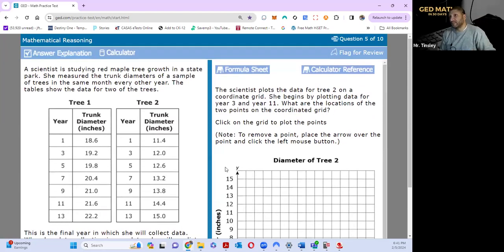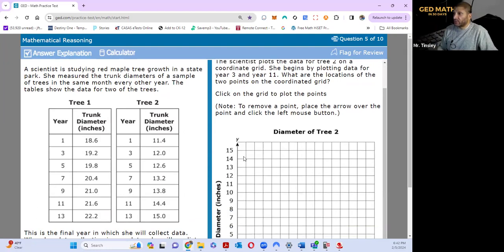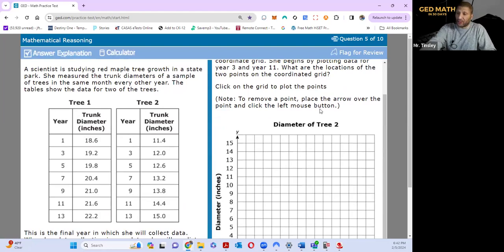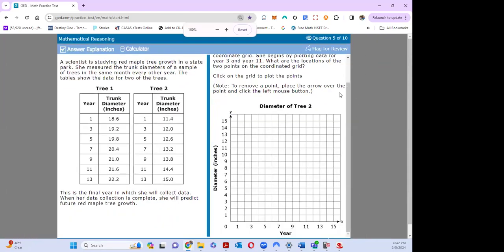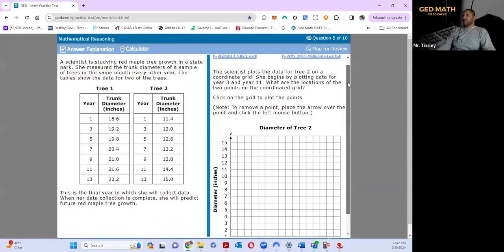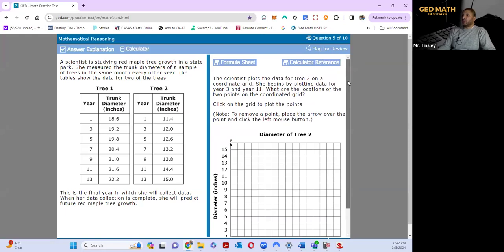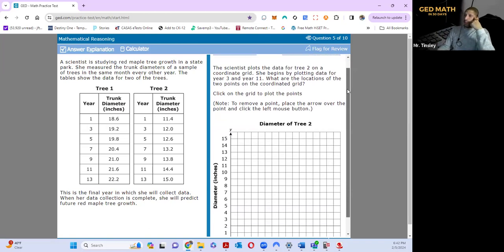Look what it says. A scientist is studying blah, blah, blah. What you should say is, hold on, Mr. Tinsley told me to read the question first. So the scientist plots the data for tree 2 on a coordinate grid. She begins by plotting data for year 3 and year 11. What are the locations of the 2 points on the coordinate grid? Click on the grid to plot the points. This is easy. I just told you how to do X and Y, but let's make sure we understand.